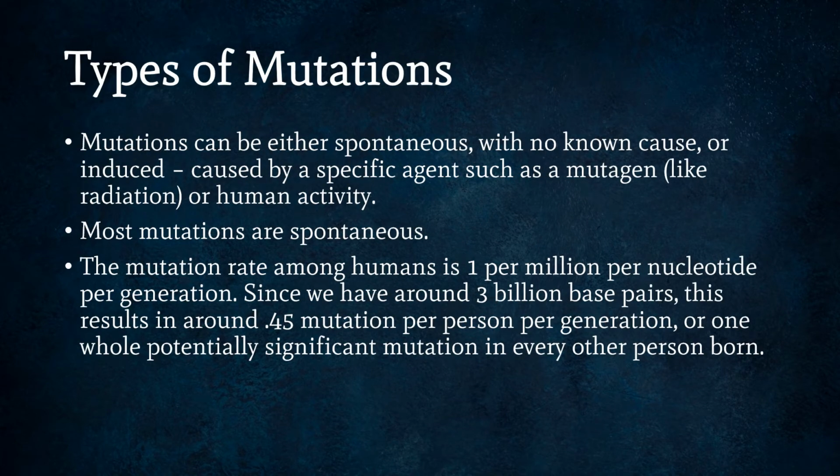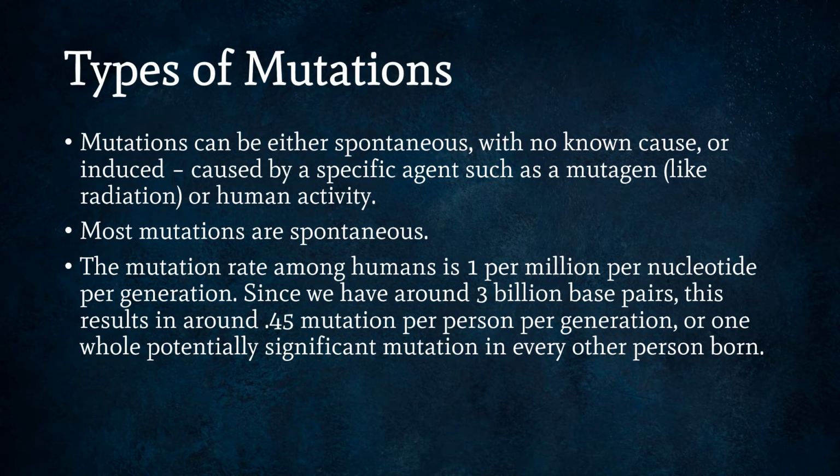Mutations can either be spontaneous with no known cause or induced, caused by a specific agent such as a mutagen, like radiation or human activity. But most mutations are spontaneous. The mutation rate among humans is 1 per million per nucleotide per generation. Since we have around 3 billion base pairs, this results in around 0.5 mutation per person per generation, or one whole potentially significant mutation in every other person born.